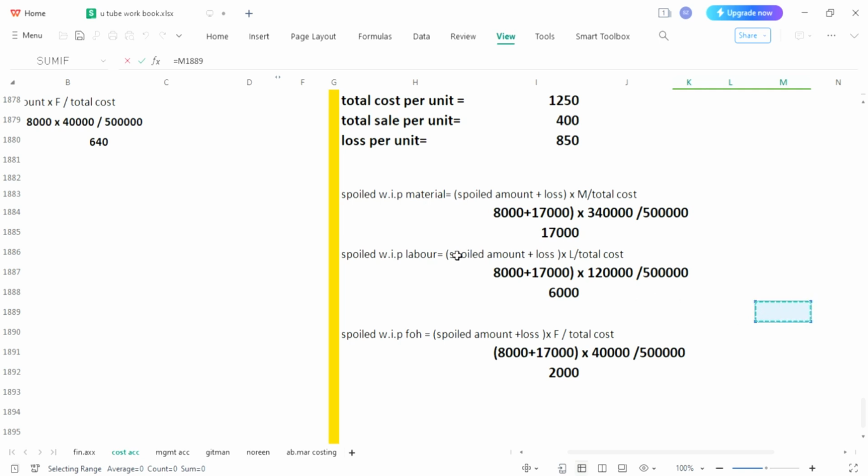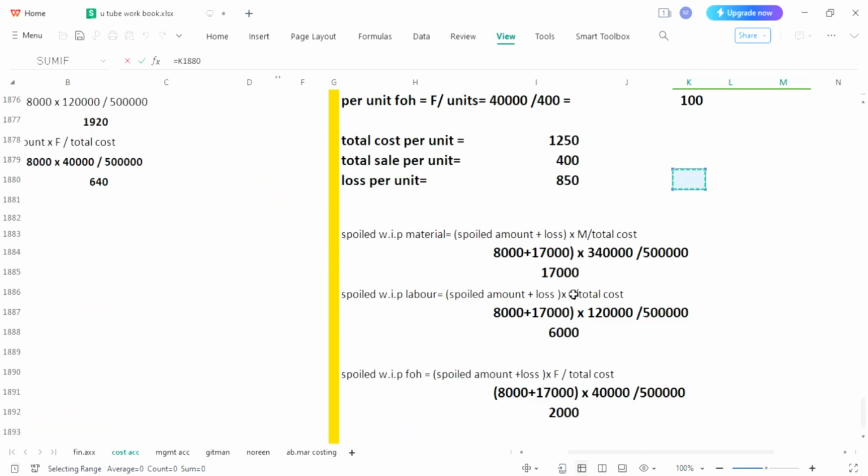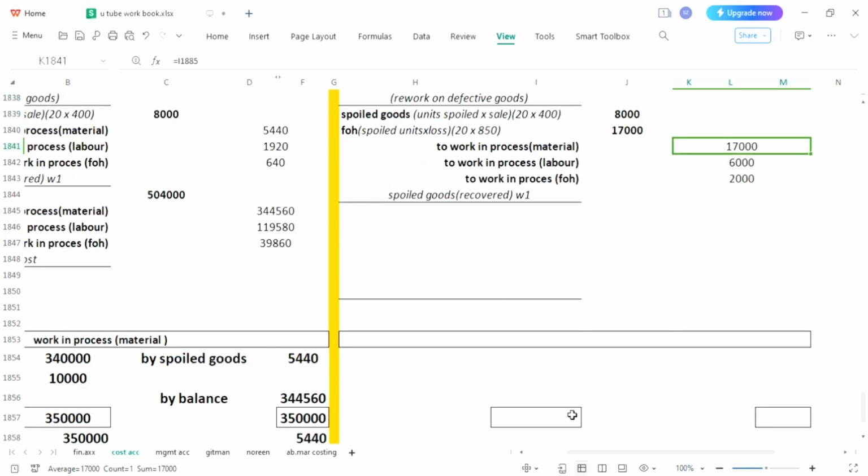Work in process labor was calculated here. The amount is 6,000, which was calculated and put in front of work in process labor. The third amount was work in process FH, and this was calculated here. Spoiled work in process FH amount was calculated as 2,000 and put over here. Now we will check as the total should be equal to this. It's simple. 17,000 is written over here, 6 and 2,000, 8,000. So we are satisfied that the amount is okay.